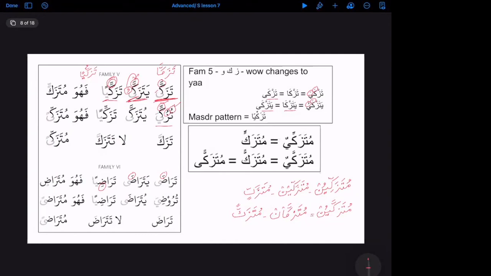So the passive madi majhul will be tuzukkiya, and the mudari majhul will be yutazak.